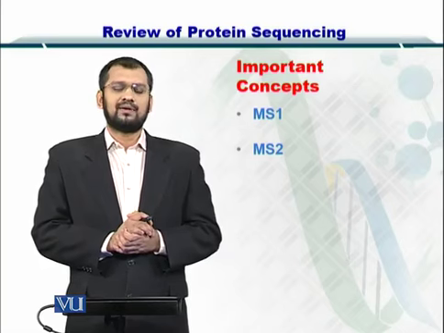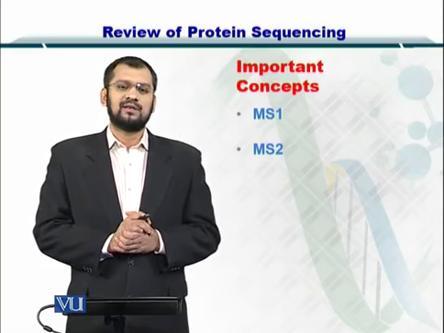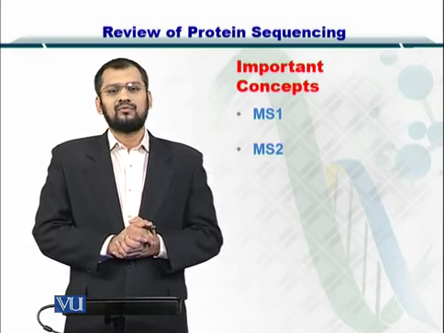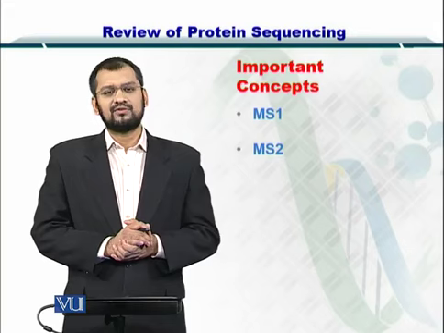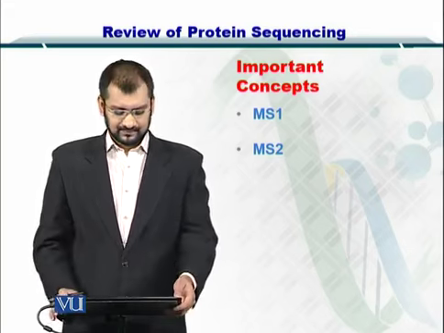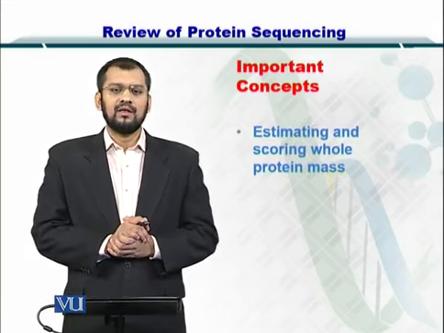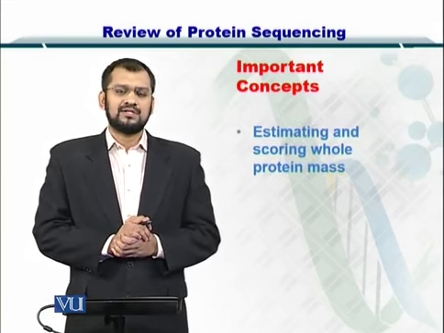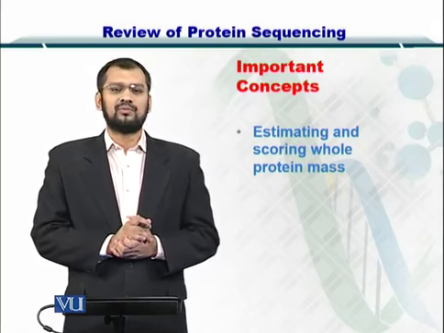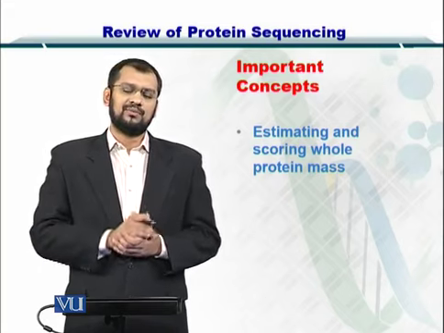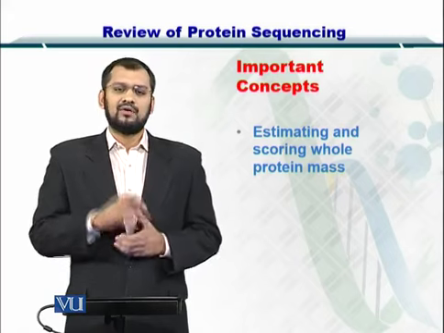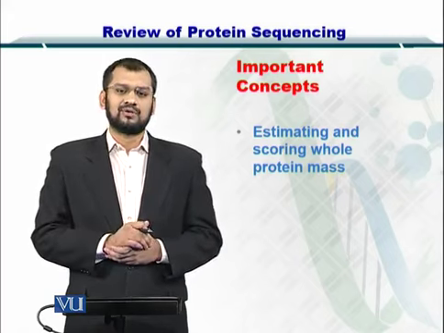So the first step, the MS1, was simply the measurement of the intact protein and intact protein mass. For the MS2, we measure the masses of the ions that are produced as a result of protein fragmentation. So using computational strategies, we estimated the protein mass and scored the whole protein mass and tried to compare it with the DB and find out those proteins in the protein databases, such as UniProt, which match the mass of the intact protein.